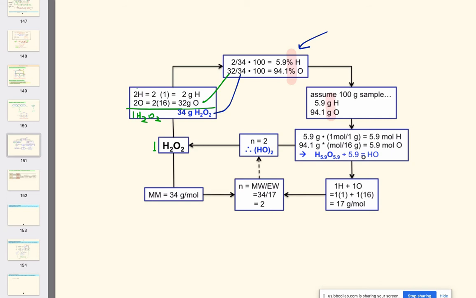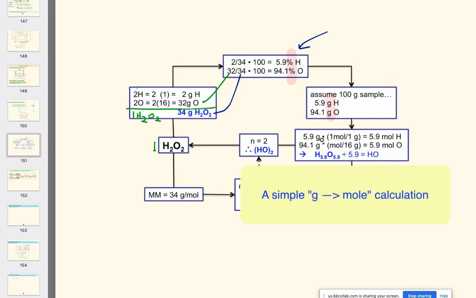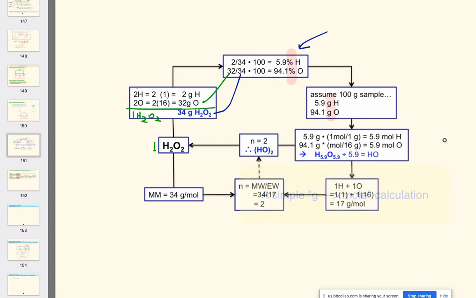So let's see what we have. I know I have 5.9 grams of hydrogen. I know from the periodic chart, for every 1 gram of hydrogen, there's 1 mole of hydrogen. So when I multiply that out, I wind up with 5.9 moles of hydrogen. How many moles of oxygen do I have? Well, let's see. I have 94.1 grams of oxygen, but I know there's 16 grams of oxygen for every 1 mole of oxygen, and I wind up with 5.9 moles of oxygen.